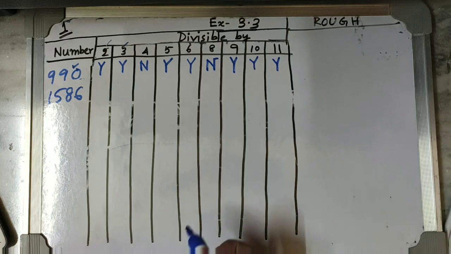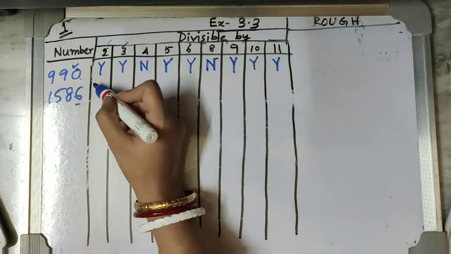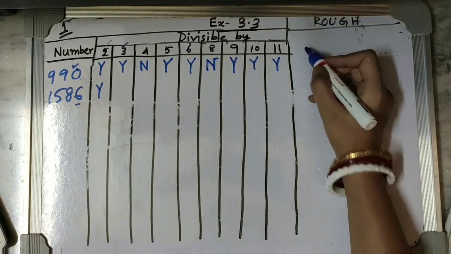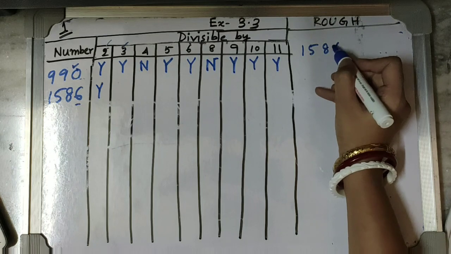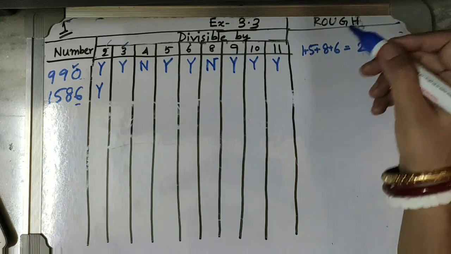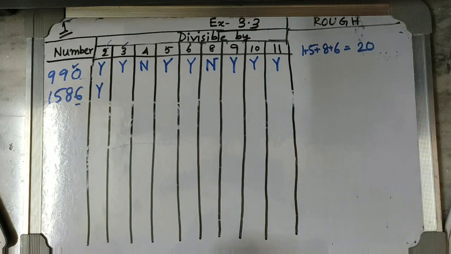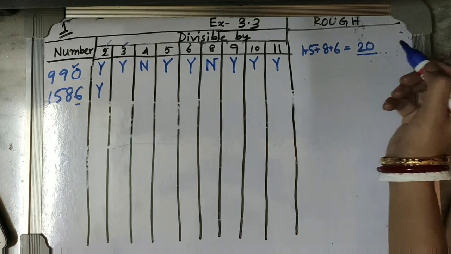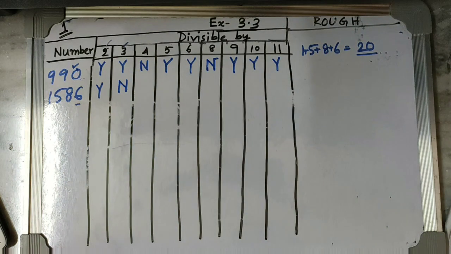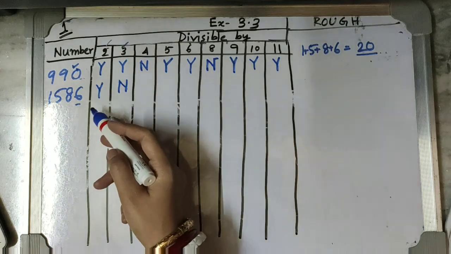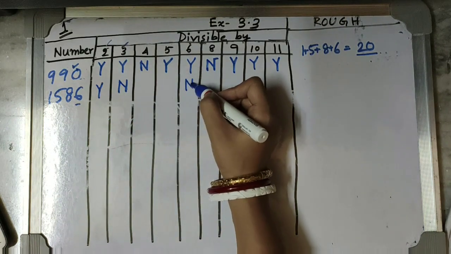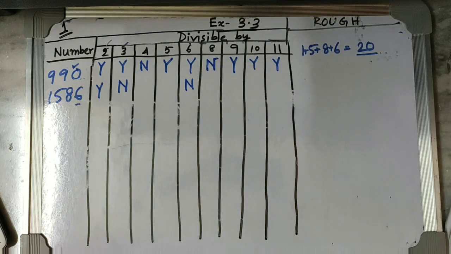1586. Here also we are getting an even number. So this number will be divisible by 2. Then for 3 we will add the digits 1586. All the digits will be added. 20 we are getting. So the 20 is not there in the 3's table. So this number is not divisible by 3. Okay. Since this number is divisible by 2 but not by 3, we can easily say the number will not be divisible by 6.